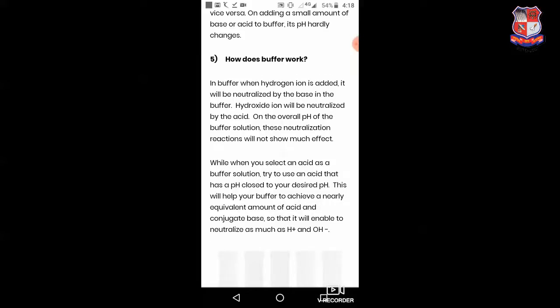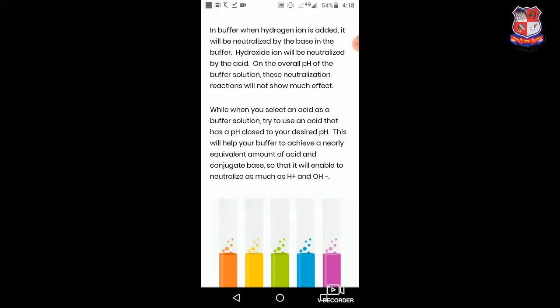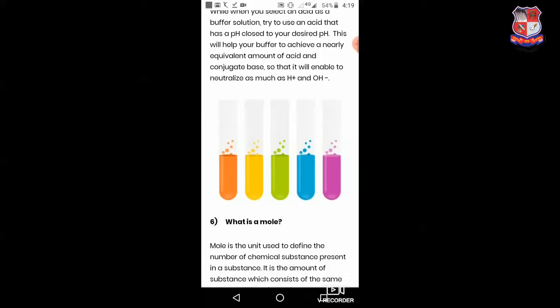In a buffer, when hydrogen ion is added, it will be neutralized by the base in the buffer. Hydroxide ion will be neutralized by the acid. On the overall pH of the buffer solution, these neutralization reactions will not show much effect. When you select an acid for a buffer solution, try to use an acid whose pKa is close to your desired pH. This will help your buffer to achieve a nearly equivalent amount of acid and conjugate base, so that it will be able to neutralize as much H plus and OH minus.